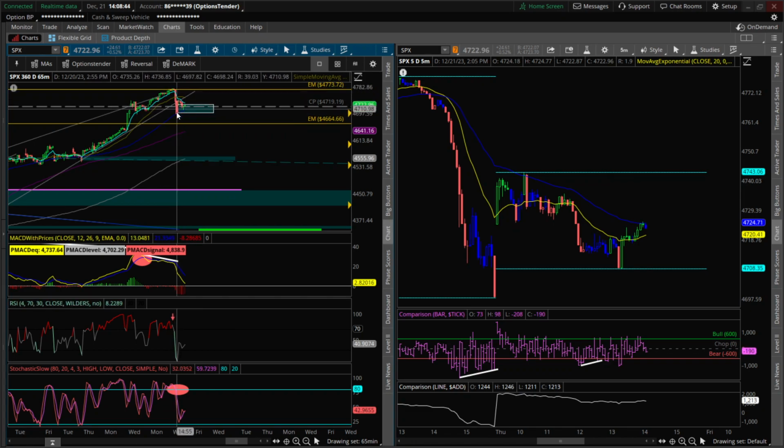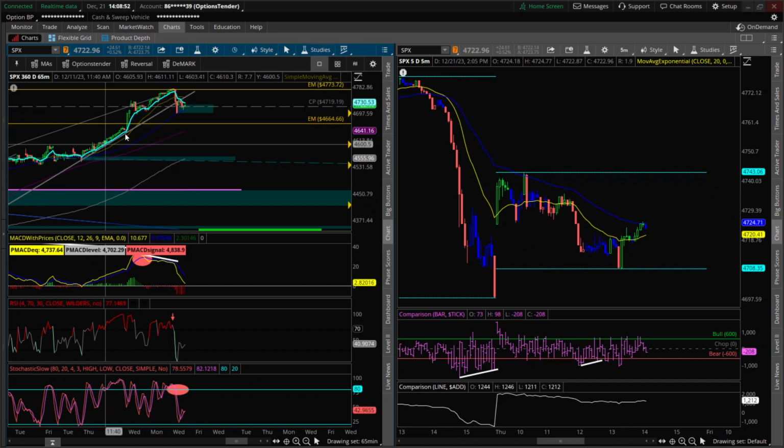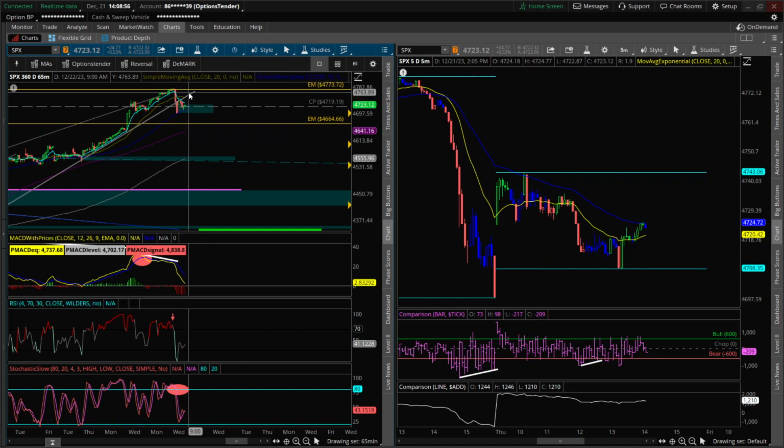So it looks like an impulsive move, and it's very normal to not only backtest this trend line, which it did, but also go to the 50-60% retracement, even up to the 78. So we still could do that into tomorrow and then start to reverse.